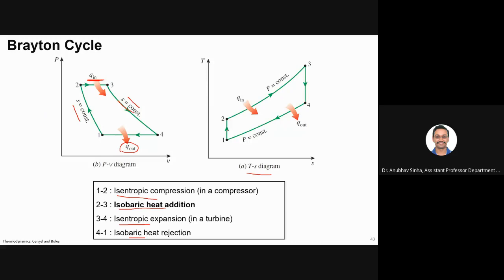1 to 2 is isentropic, so it is shown as a straight line here. Now the heat addition is at constant pressure, so a constant pressure line is shown. Then again we have an isentropic process, 3 to 4, and finally the last process is constant pressure or isobaric heat loss. So these are the process details for the Brayton cycle.